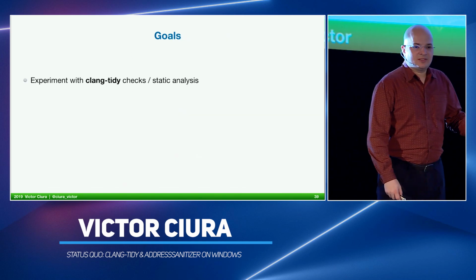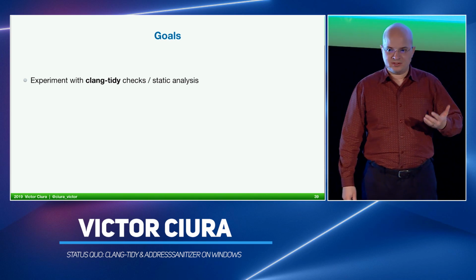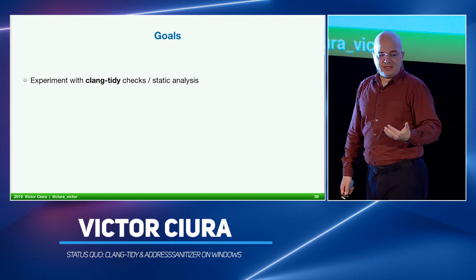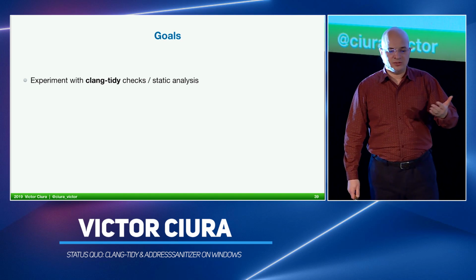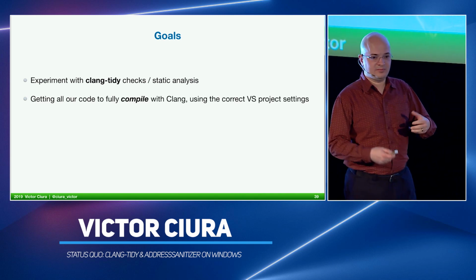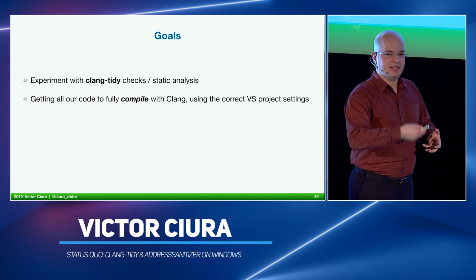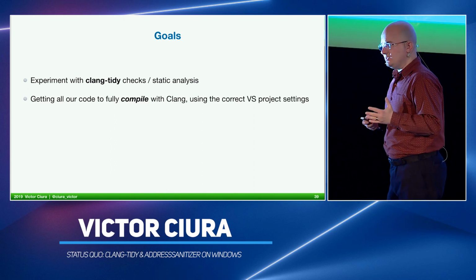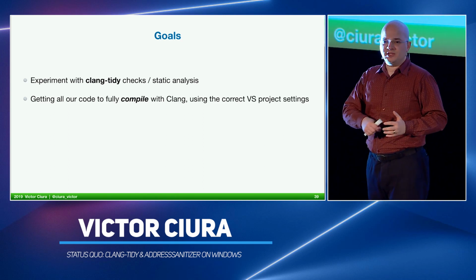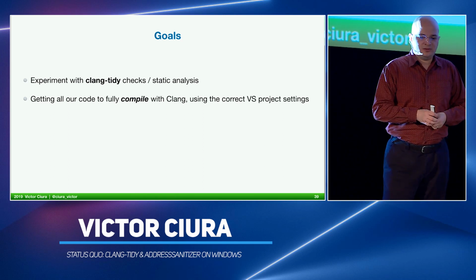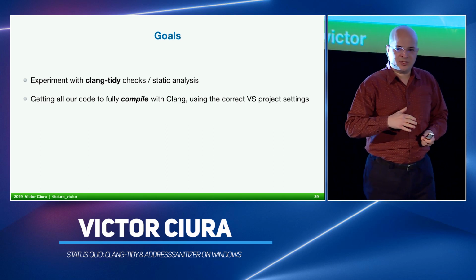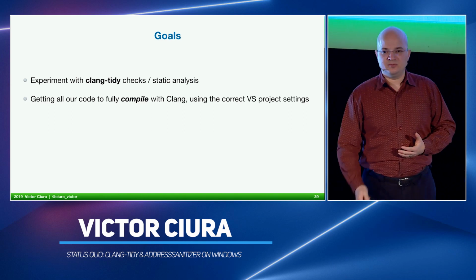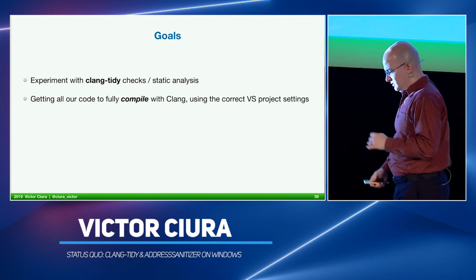And goals that you can set out for your team, for your projects. The same things we did and we're still working through. Experiment with Clang-tidy checks and static analysis. I do encourage you to do that. But a hurdle towards that direction is getting your code to fully compile with Clang using the correct VS project settings. And this is an iterative process. You don't have to turn it all the way up. You can adopt it gradually. You can suppress warnings. I'm going to show you later how you can do intermediate steps to get you there, because it's not all or nothing. You can take tiny baby steps.